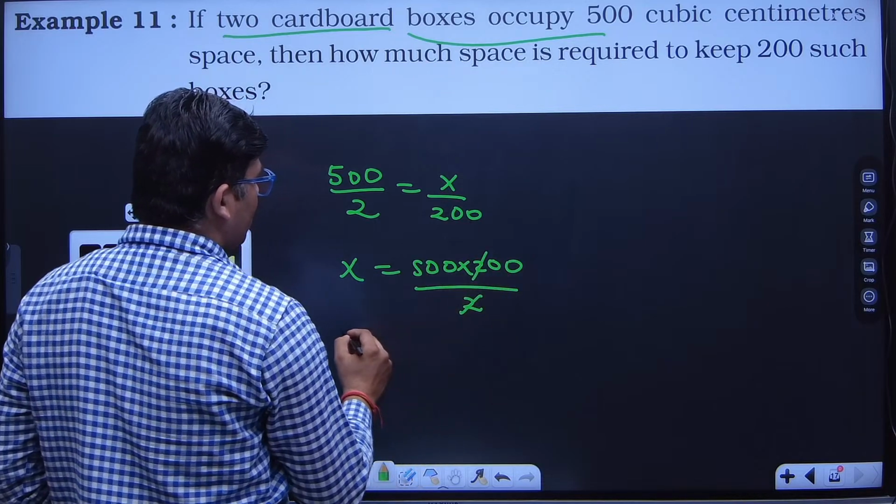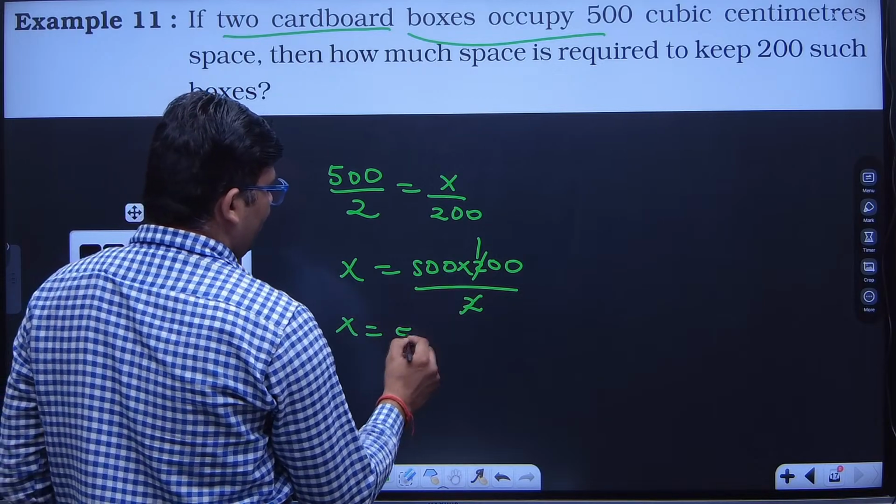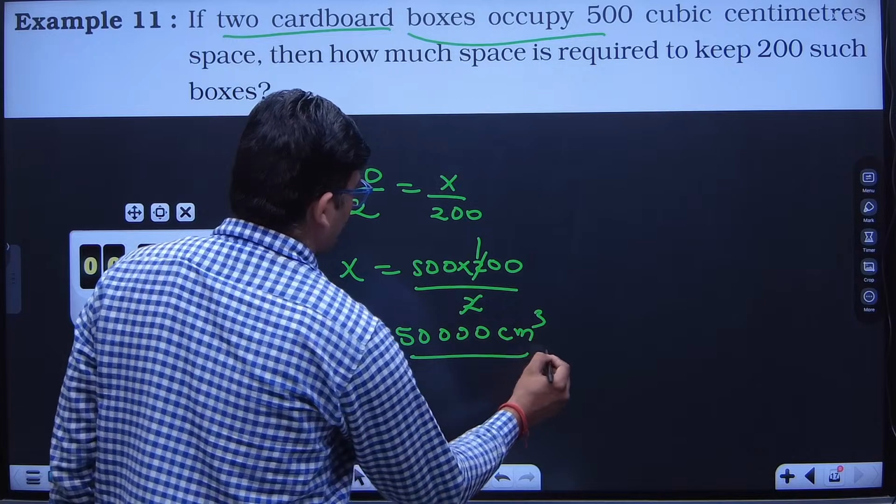This will get cancelled out. So this will become 1. So the answer will be 50,000 centimeter cube.